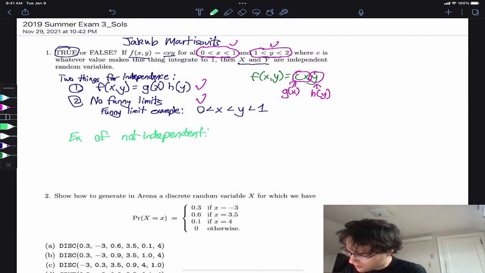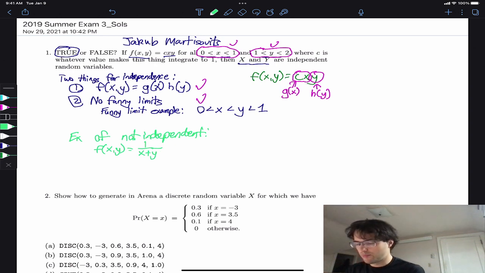Example 1 is, let's say you had f of x comma y equal to 1 over x plus y. There's no good way of breaking this out because x and y are sort of in the fraction as the denominator. So this is one example where x and y are not independent.